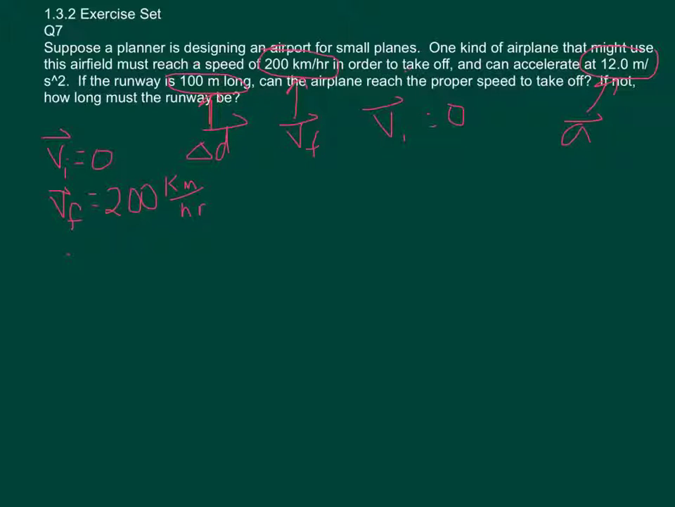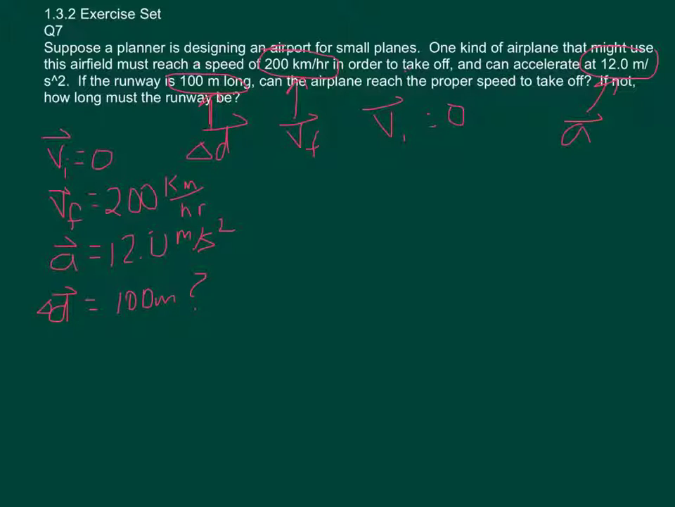We've got an A. That's 12 meters per second squared. And the displacement D is 100 meters, question mark. It's really saying, is this true?